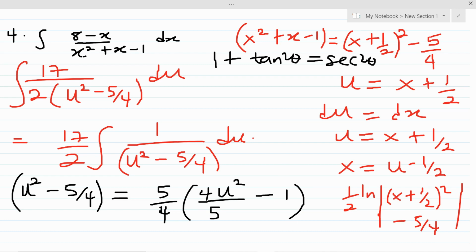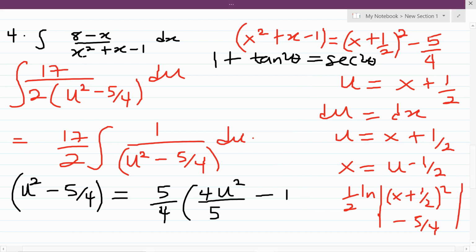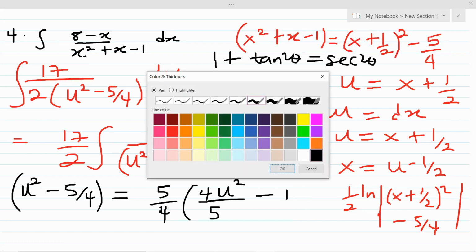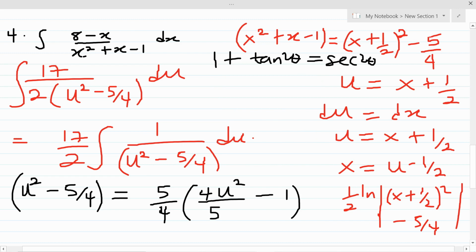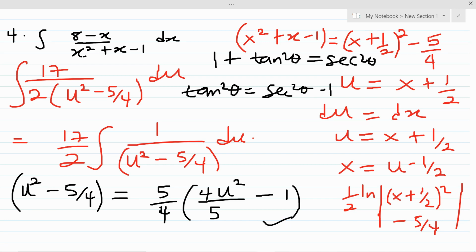But it doesn't look good because this doesn't look like this one. So what we can do is, the reason why we are quoting this is that we can actually write tan squared theta to be equal to sec squared theta minus 1. So we want to get something square minus 1 in this. Alright, so how do you go about it?